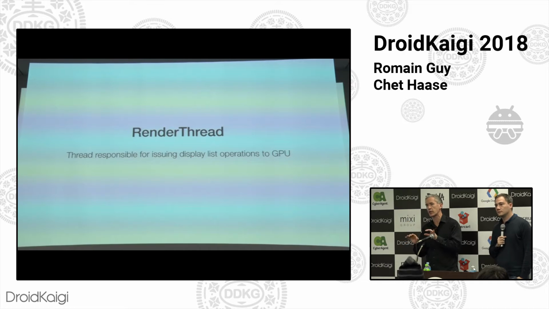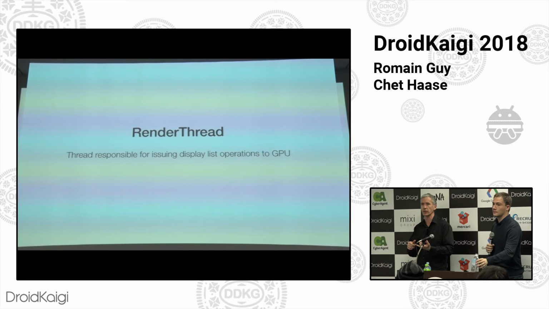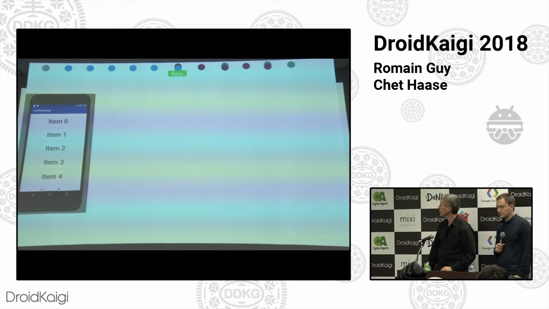It's a separate thread because it can perform some operations autonomously and allows things like ripple animations and animated vector drawables to keep animating even if the UI thread is stalled on some long-running operation.